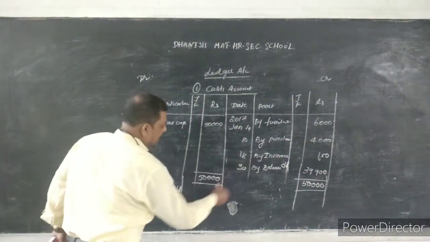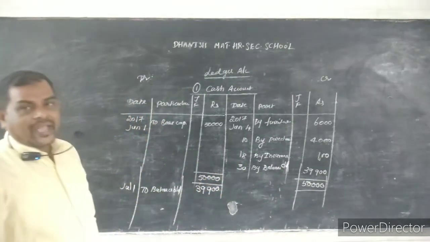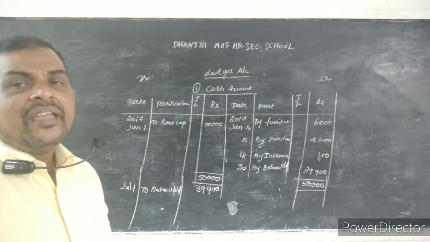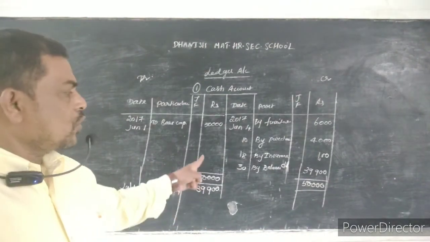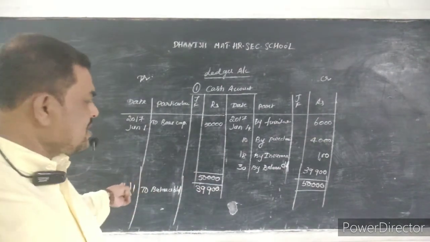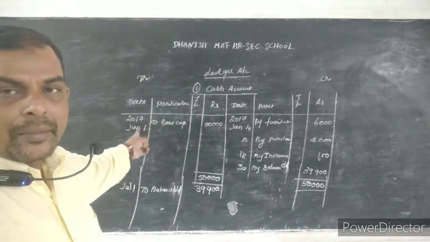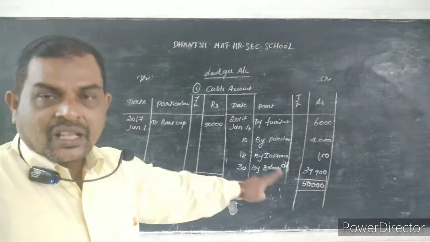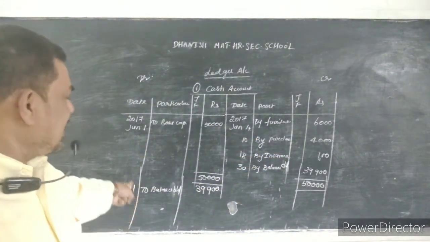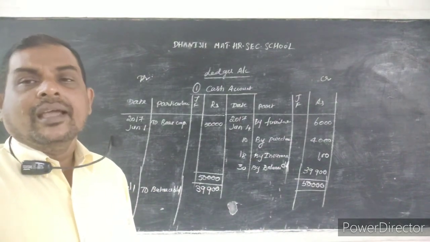So the closing balance is how much? 39,900. In this way we have to finalize each and every ledger account. The closing balance is always called balance C bar D. The opening balance, definitely you have to show in each and every account. Suppose the closing balance comes on the debit side, then the opening balance will come on the credit side. If the closing balance comes on the credit side, then the opening balance will come on the debit side on the next month's date. In this procedure only we have to calculate the ledger accounts.